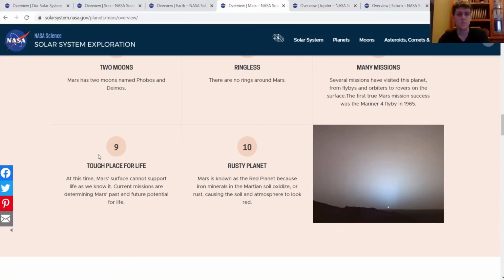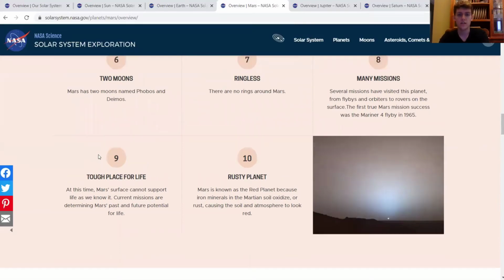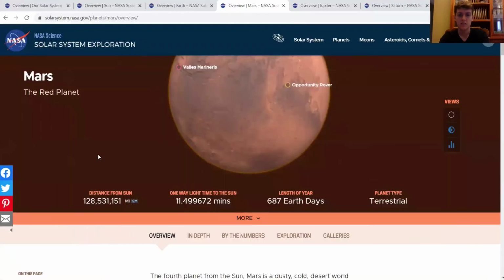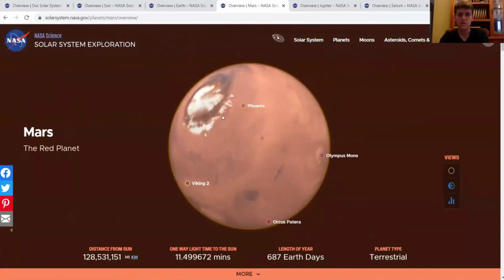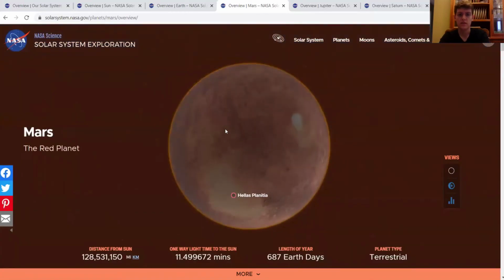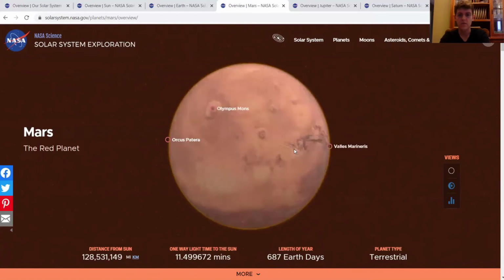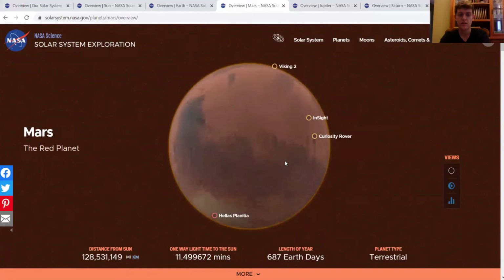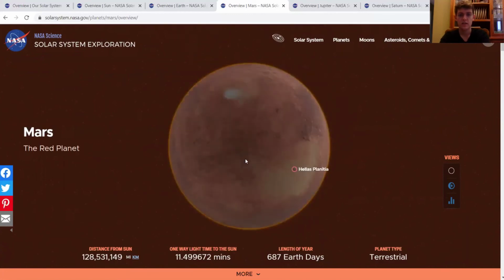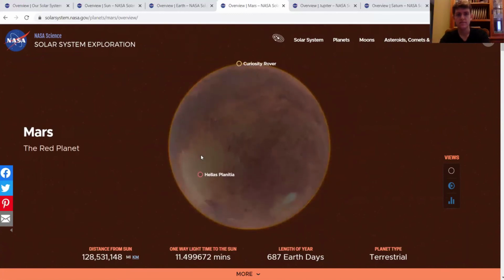Rusty planet. Mars is known as the red planet because iron minerals in the Martian soil oxidize, or rust, causing the soil and atmosphere to look red. It's pretty interesting. So here, I'll just go through the planet to see what it looks like. Full view. Now remember, you guys can manipulate this on the website if you want, and just play with it, look at it as you please.